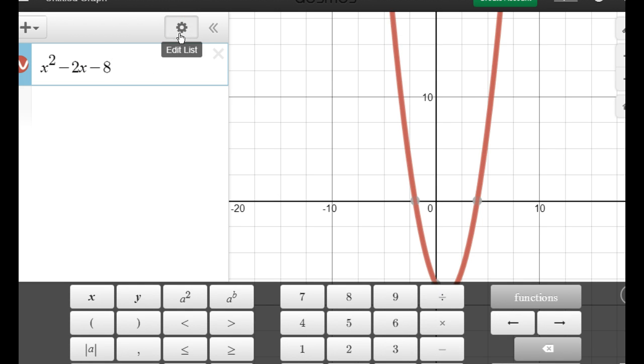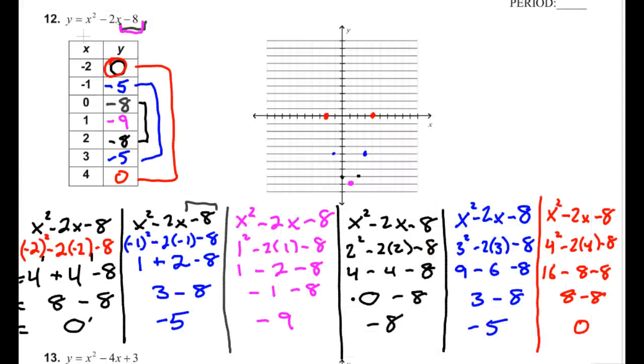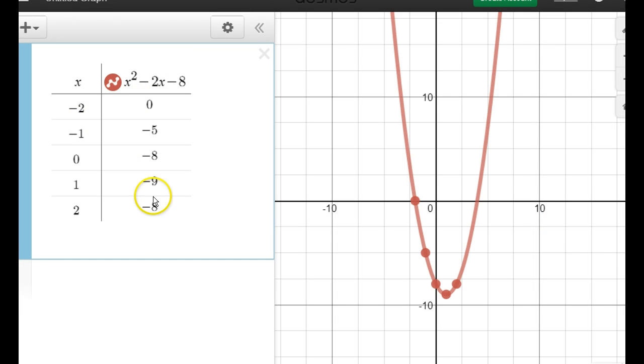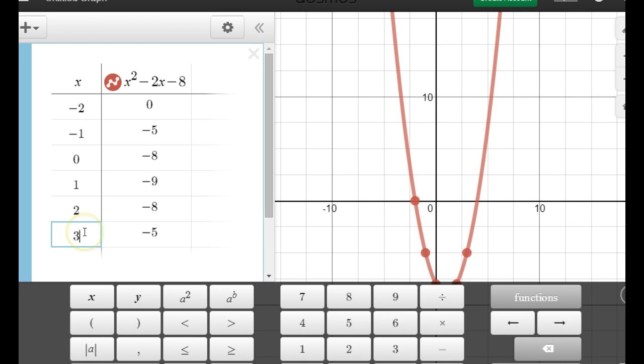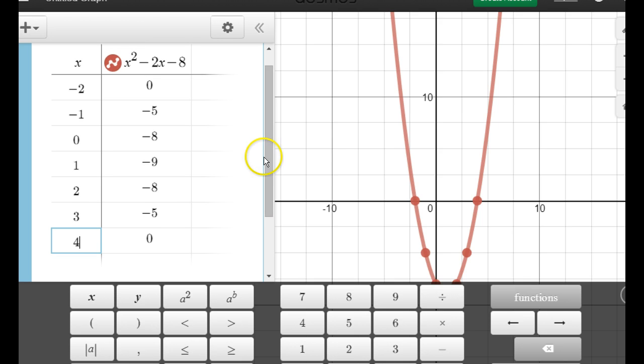Still not sure? Go to Edit, change it to a table. And it looks like a lot of the same points I just got. Same table that I just got. Doesn't give you quite as much. It may not be the same center, but you can definitely see. I can plug in more points down here. You can see I can fill it out so it looks similar to what I did. There we go. Good. So ways to check, ways to do it right.